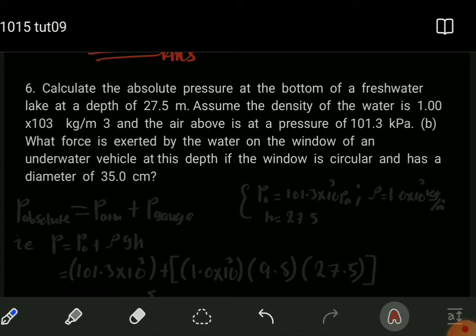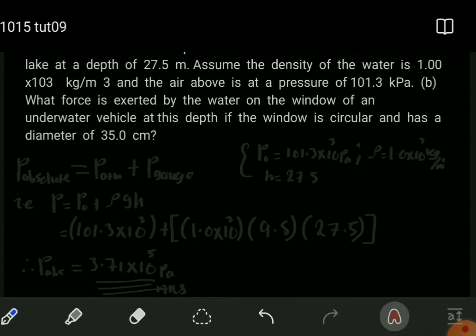Alright, so remember the formula for obtaining the absolute pressure. We said absolute pressure is equal to the pressure due to the atmosphere plus the gauge pressure. Okay, so now we are given that atmospheric pressure is 101.3 times 10 to the power 3 pascals, and the density of water is 1.0 times 10 to the power 3 kg per cubic meter, and the depth h is given as 27.5 meters.